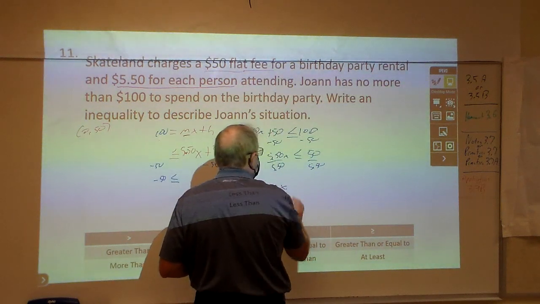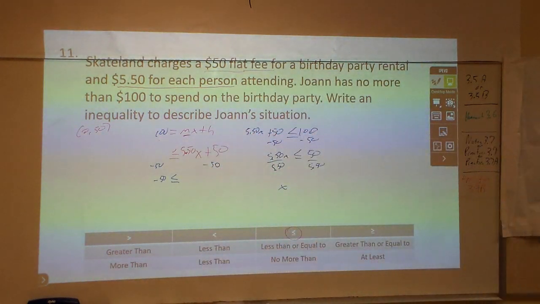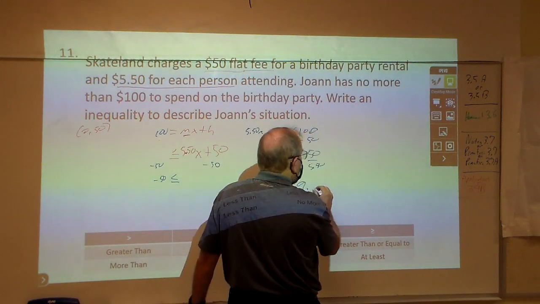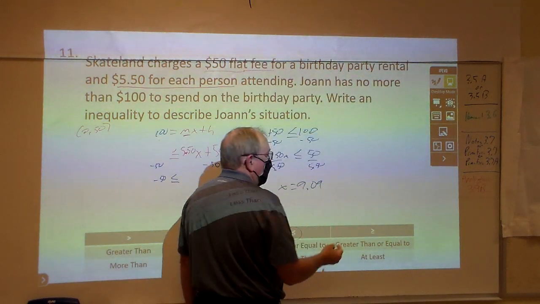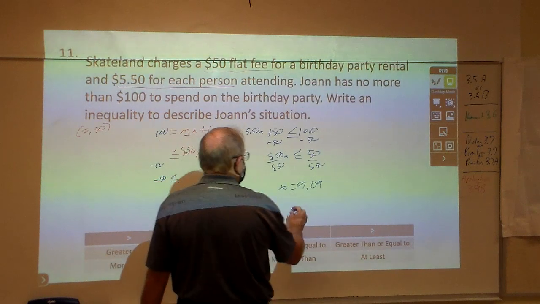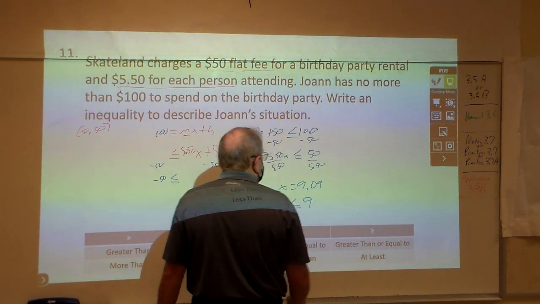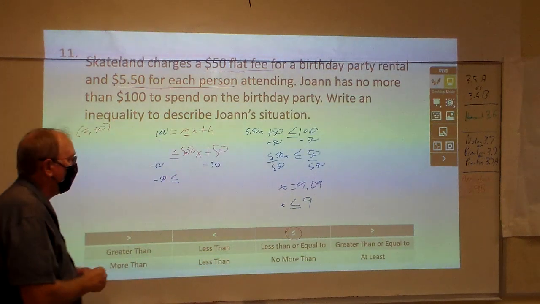All right, here's where the calculator comes in super handy. I have one over here just off screen. So I'm just going to do this, because I don't want to do that myself. And I end up with x equals 9.09. They can't have 0.09 people, so basically she can have anywhere up to 9 people join her party.